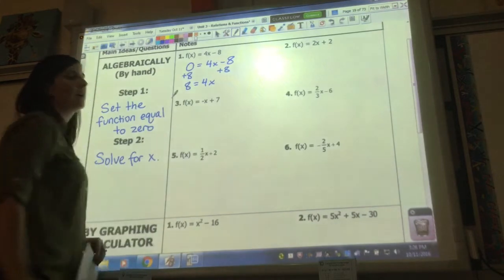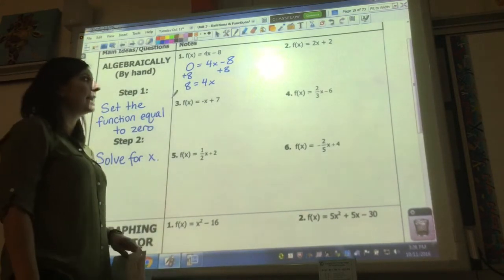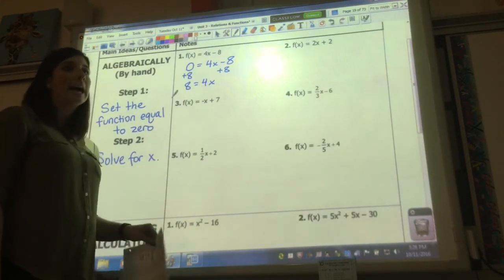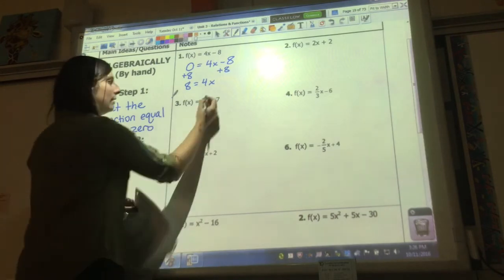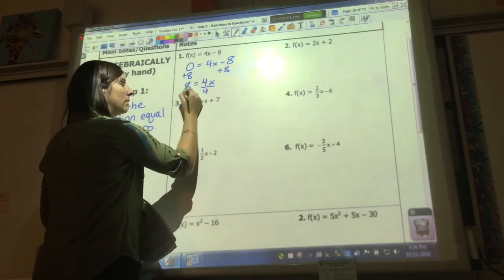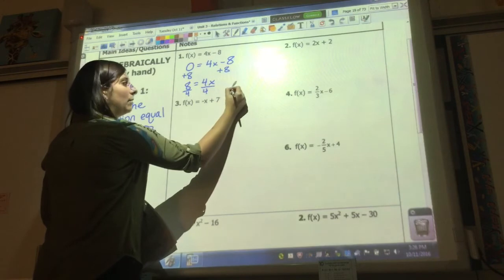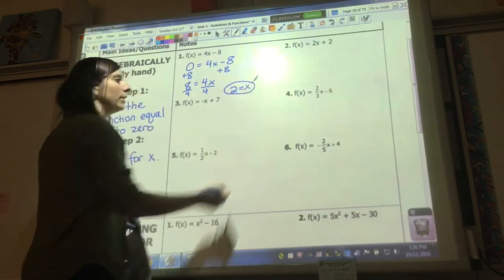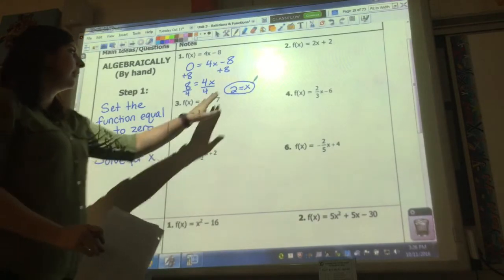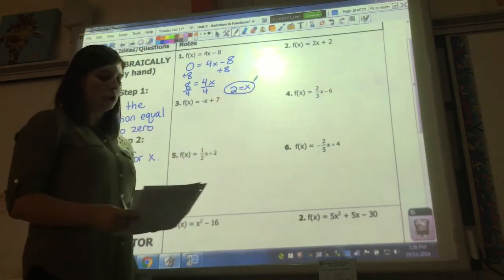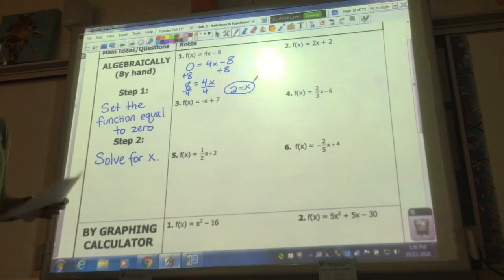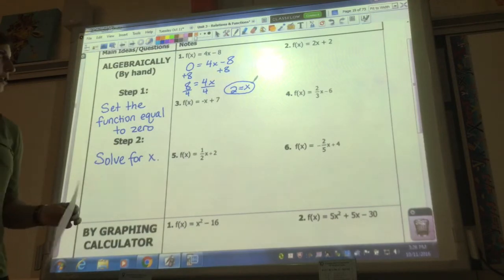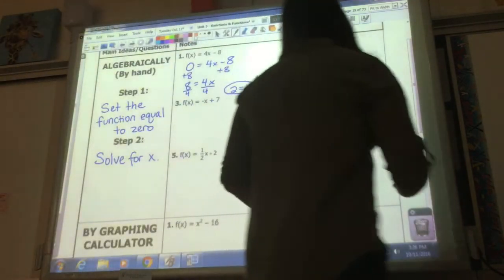How do we get rid of a 4 multiplied by an x? We're going to divide by 4 on both sides. Divide by 4, divide by 4. In the end, we have 2 equals x. So the 0 that solves this equation is when x equals 2. Let's go ahead and do a more challenging one with a fraction. Come with me to number 6.